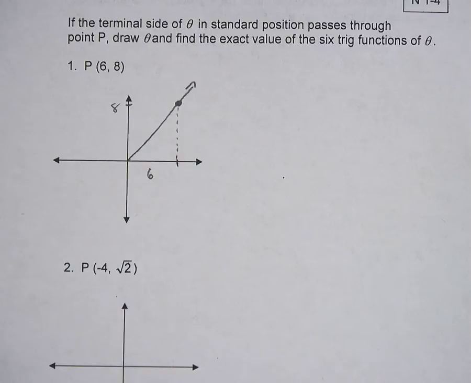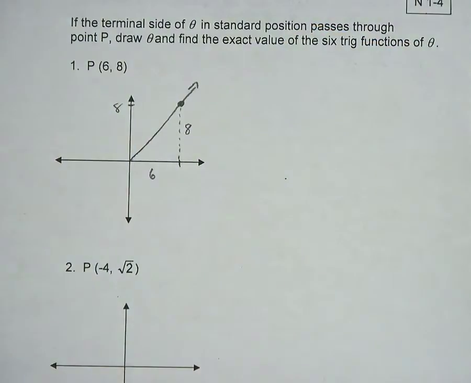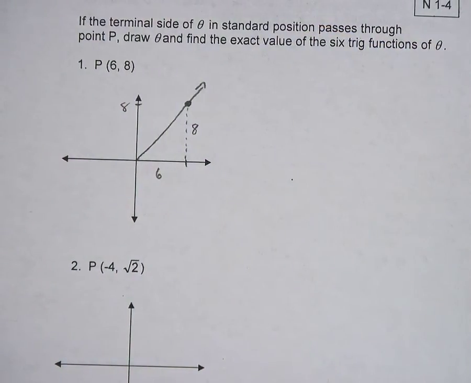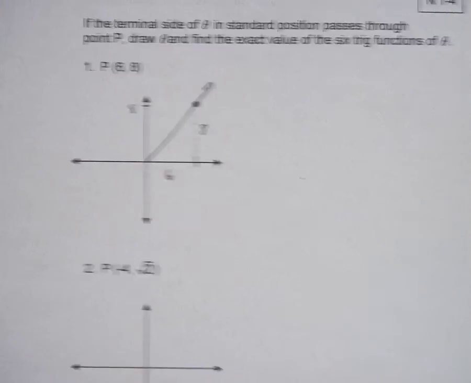Alright. And it wants me to find the 6 trig functions. I'm going to bring this 8 over here and label it. Well, there's a couple of things I need to figure out first. Number one, how big is my radius? Because it's obviously not 1 anymore. Now I can do that with good old Pythagoras.